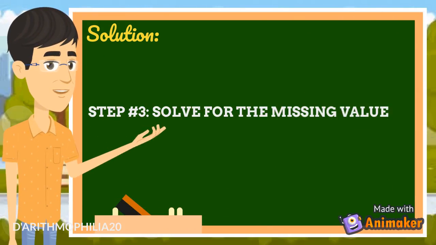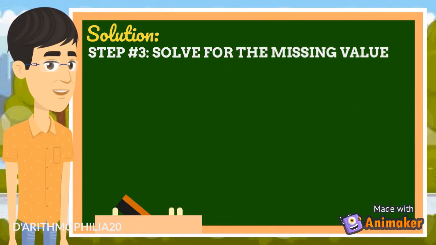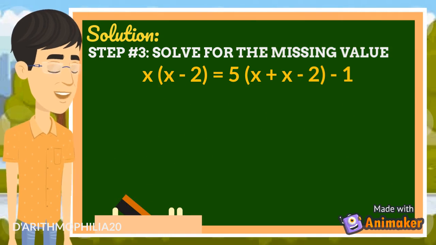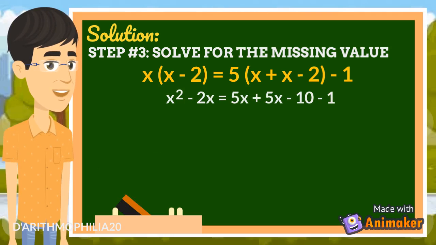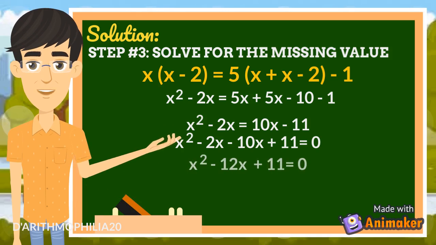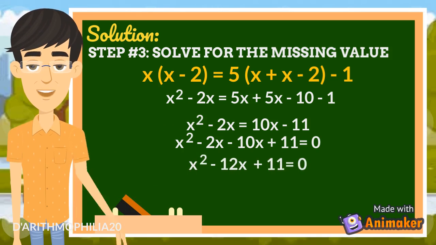Next step is to simplify our working equation. We need to distribute the variable and number inside the parenthesis. We now have x squared minus 2x equals 5x plus 5x minus 10 minus 1. Next, combine like terms in the equation. This gives us x squared minus 2x equals 10x minus 11. We will then transpose 10x minus 11 to the other side of the equation and perform the indicated operations. This yields x squared minus 12x plus 11 equals 0.